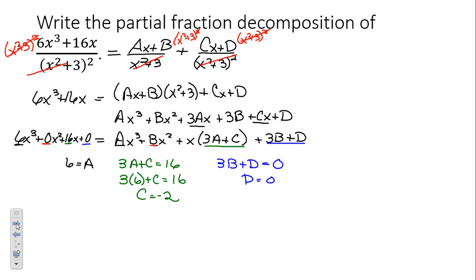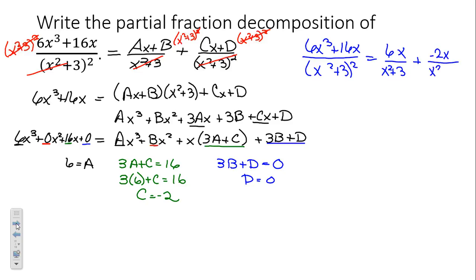So all that's left to do is rewrite our partial fraction. Okay? 6x cubed plus 16x over the quantity x squared plus 3 squared is equal to ax plus b, and b is 0, over x squared plus 3, plus cx plus d, d was 0 again, over x squared plus 3 quantity squared. What questions do you have on this slide?